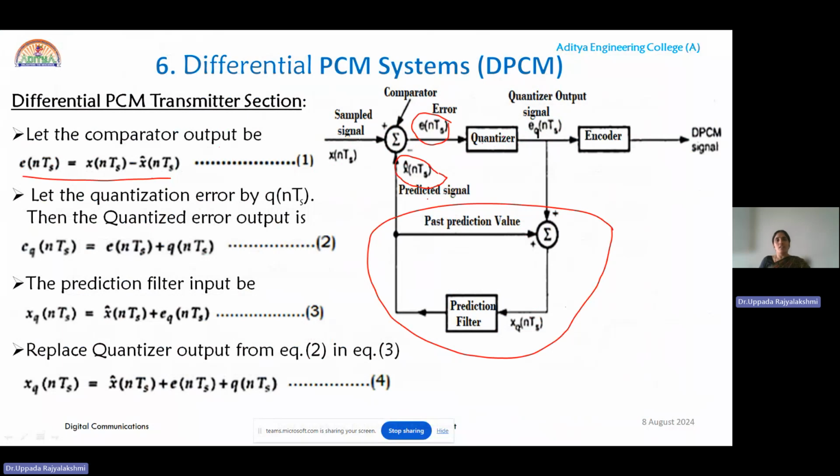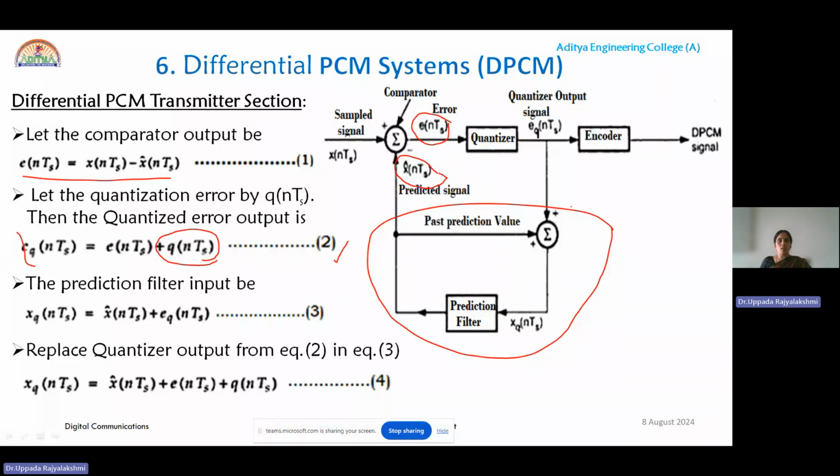Next, that error signal is applied to the quantizer. The quantizer inherently has some error, which we already discussed in PCM as quantization error, and we consider it as q of nTs. So the input to the quantizer is e of nTs and the quantization error is q of nTs. Both are added to produce eq of nTs, where eq of nTs is the output of the quantizer. That is taken as equation 2.